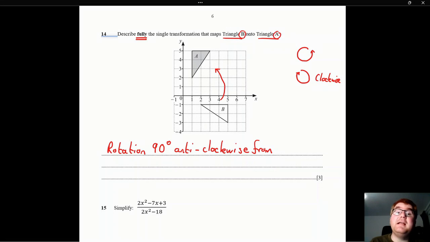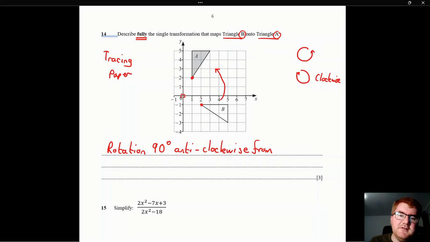Now, tracing paper is the best way to do this, so do ask in the exam for tracing paper. They will give that to you. However, there is another method we can do here. We take a point on both shapes that's the same and then see if we can actually find a right angle between the gradients of them. Now, that sounds quite tricky, but let me show you what I mean by this.